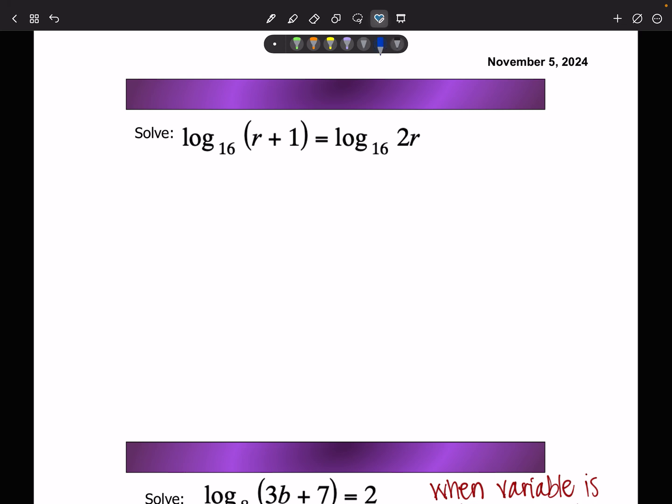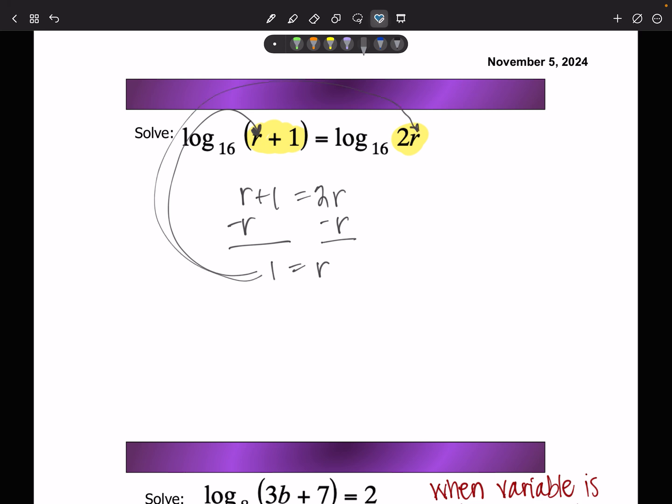Okay, welcome back. Because they're both log base 16 equal to one log base 16, the arguments must be equal to each other. So we have r plus 1 equals 2r. I subtracted r from both sides. I get 1 equals r. When I plug that back in, it keeps the first argument positive. And when I plug the r back in over here, it keeps the second one positive. So r equals 1 is our solution.